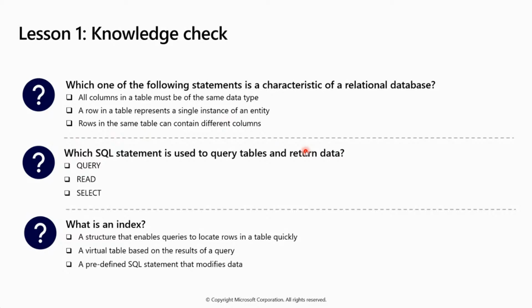So a row in a table represents a single instance of an entity, and to query tables and return data, the SQL statement we use is SELECT. What is an index? It is a structure that enables queries to locate rows in a table quickly.